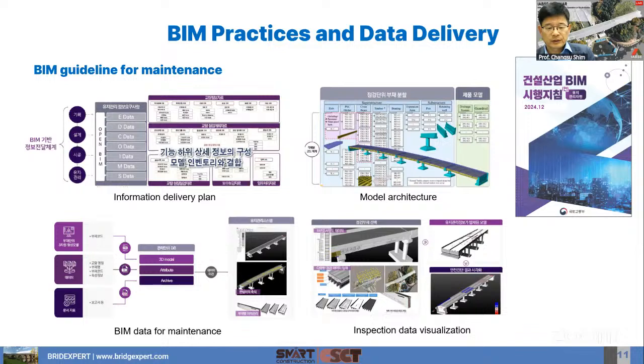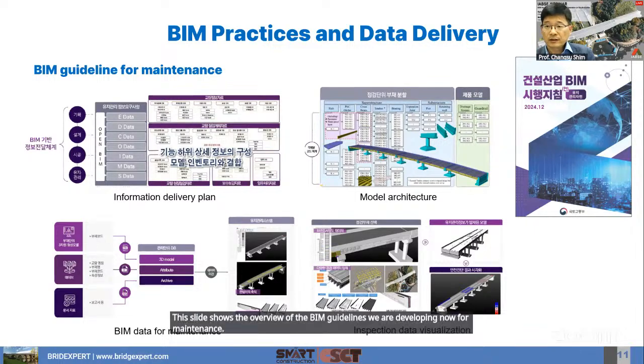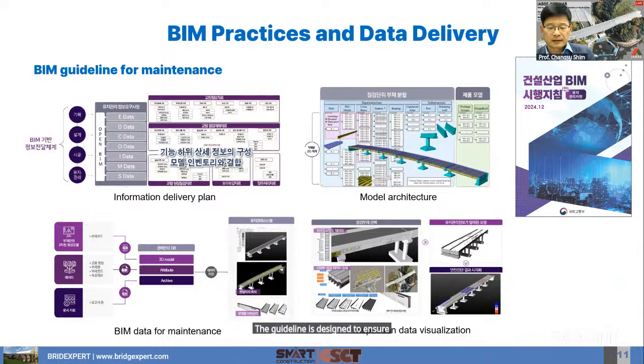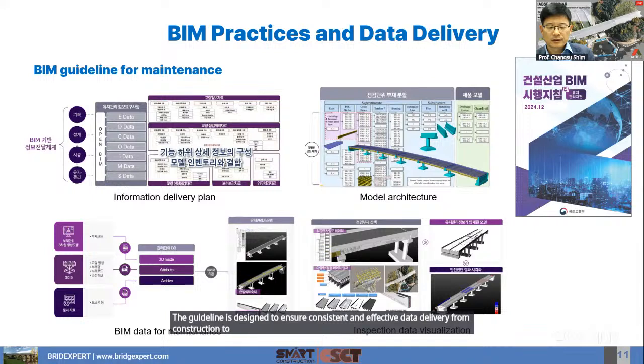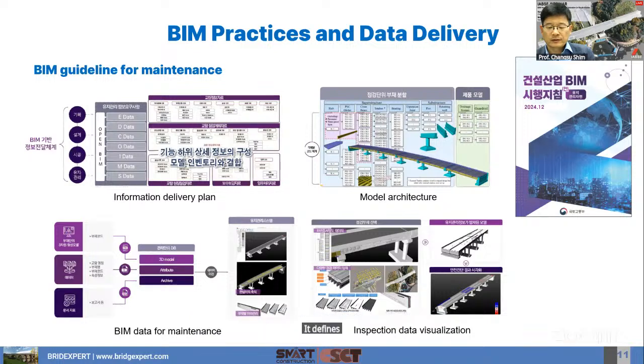This slide shows the overview of the BIM guidelines we are developing now for maintenance. The guideline is designed to ensure consistent and effective data delivery from construction to operation phases. And it has 4 topics. First one is information delivery plan. It defines what information must be delivered, by whom, and at what stage of the project lifecycle.